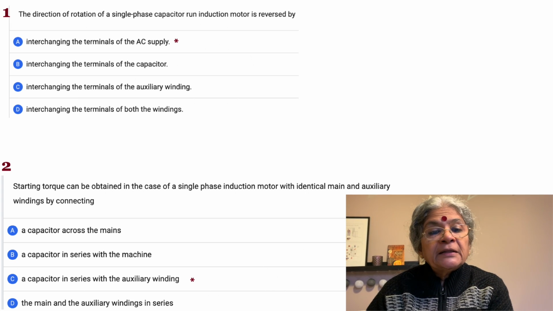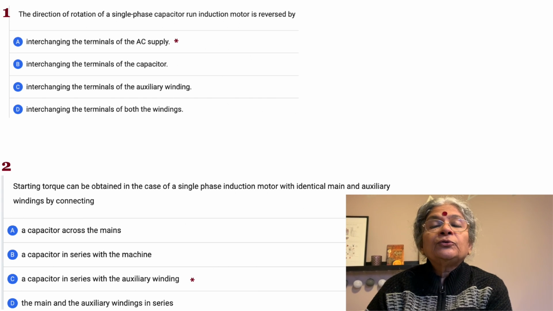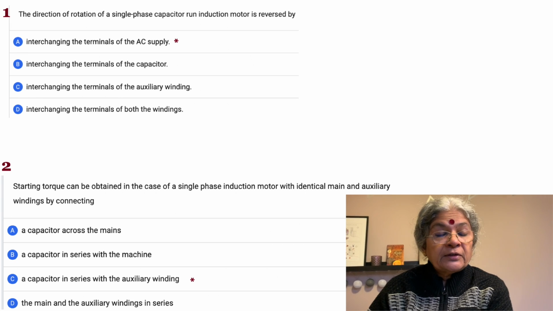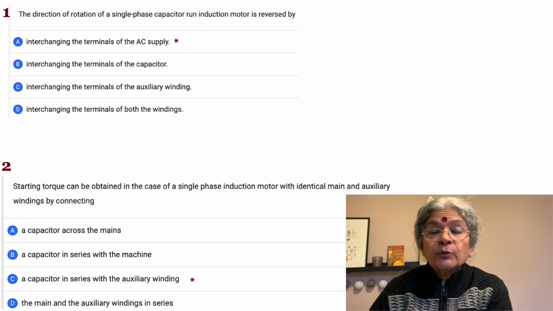Starting torque can be obtained in the case of a single-phase induction motor with identical main and auxiliary windings by connecting. So we have a problem in the sense that when there are identical main and auxiliary windings, they both have the same torque, or the forward and reversing torque happen to be the same. So to have a phase difference between the two, there are several techniques. Of the several techniques given, one is the best, and that's what we are going to pick up.